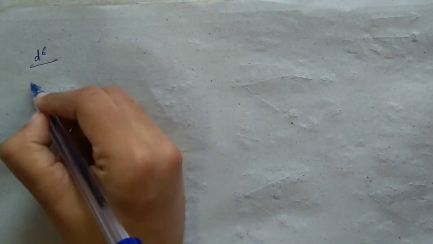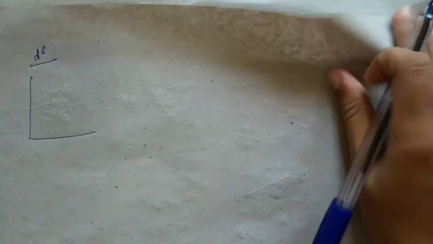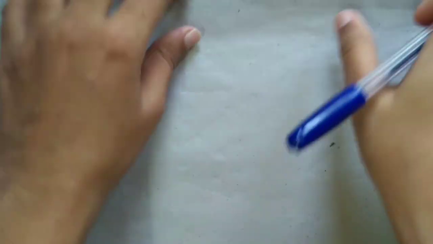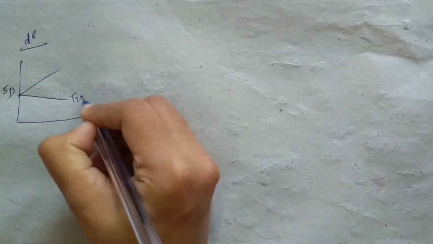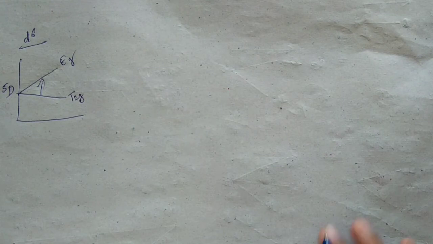Now D6. For D6, the term symbol is 5D. For 5D, the splitting is T2g and Eg. So the term symbol is 5D, and T2g and Eg are the splitting. So the transition is from T2g to Eg.